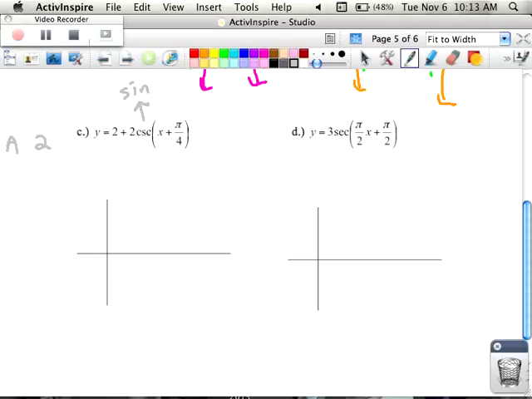And was there a change in the midline? Yes, it's also at 2. Did the period change? No. So the period is 2 pi. There's a lot of 2's in this sucker. And there's a phase shift of -pi over 4.